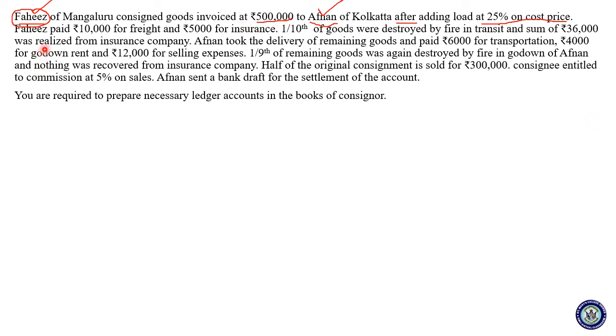Before that, we'll discuss the problem. Faiz pays 10,000 for freight and 5,000 for insurance. So Faiz is the consignor, so the entire expense of the consignor is non-recurring. 1/10 of the goods were destroyed by fire in transit. So this is abnormal loss. When the goods are in transit, 1/10 were destroyed. So you know that abnormal loss is valued at cost price.